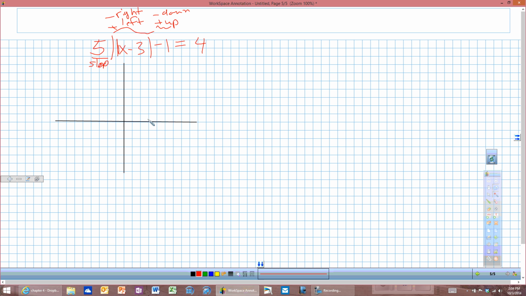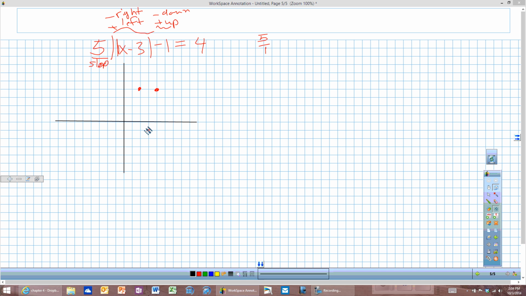So I go right 3, down 1 still, and then my slope is 5 over 1. So I go up 1, 2, 3, 4, 5, right 1. I have the same thing on both sides. And I'll try to just actually draw a pretty graph with my line here.